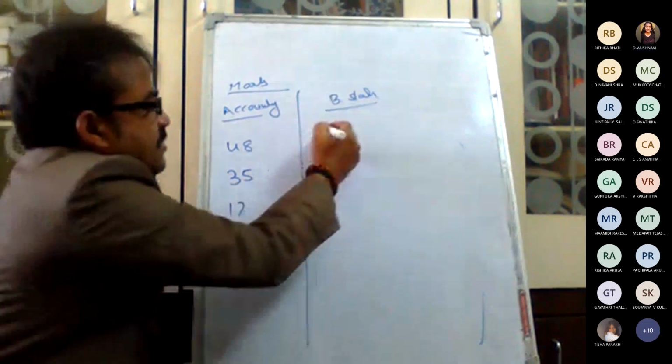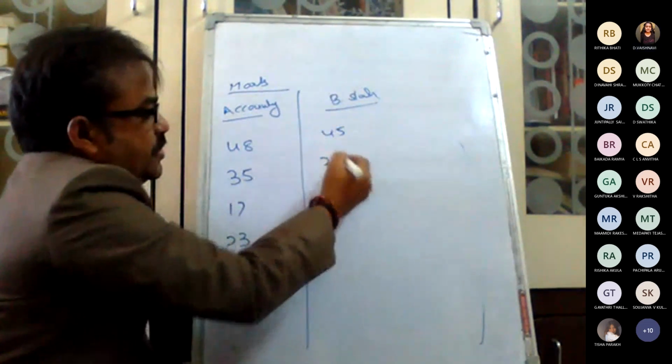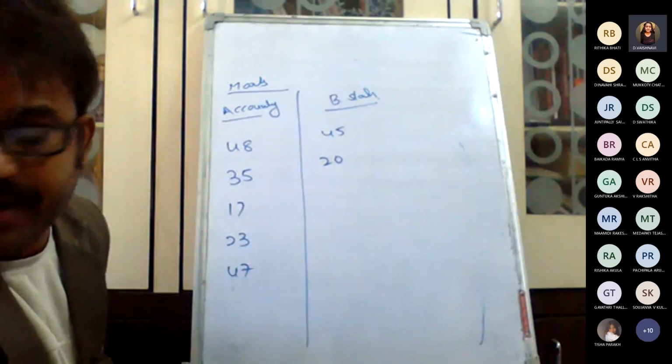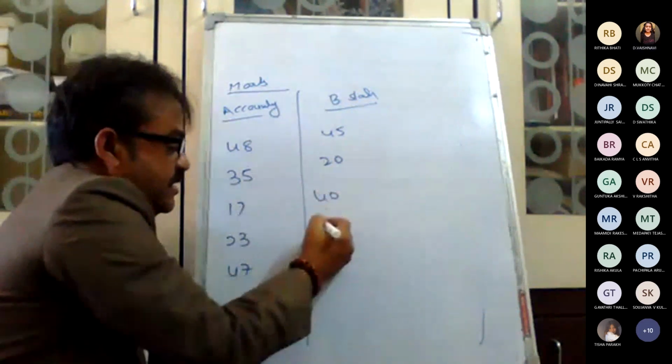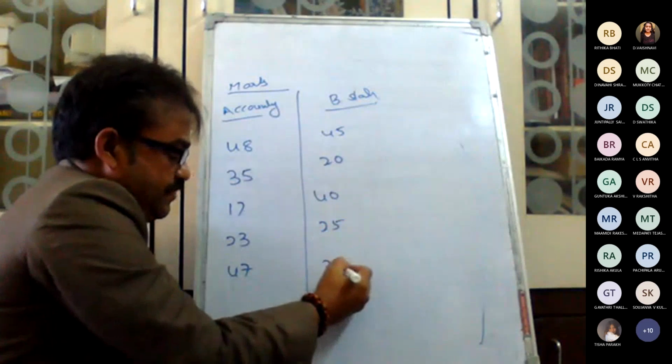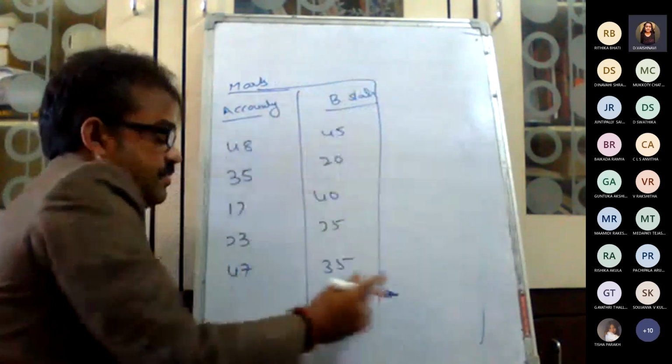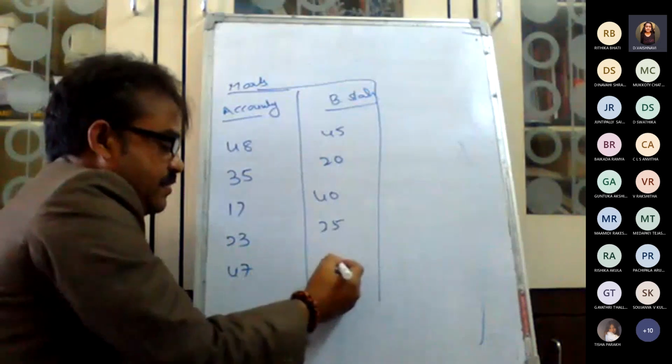The other values are 45, 20, 40, 25, 45. So the last one is 45, sir, not 35. Okay.